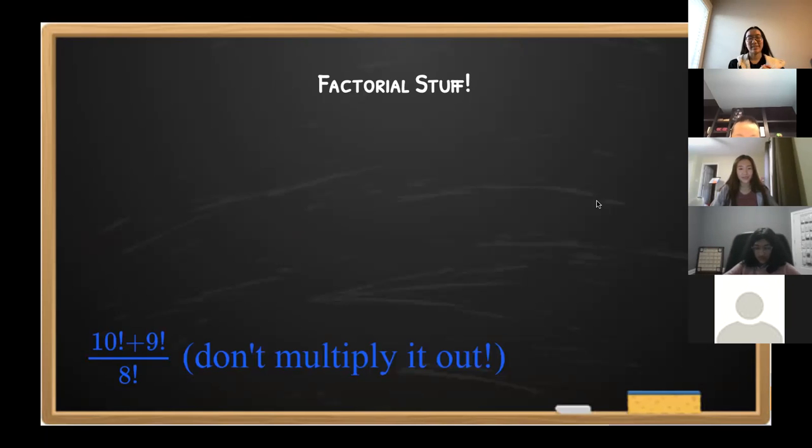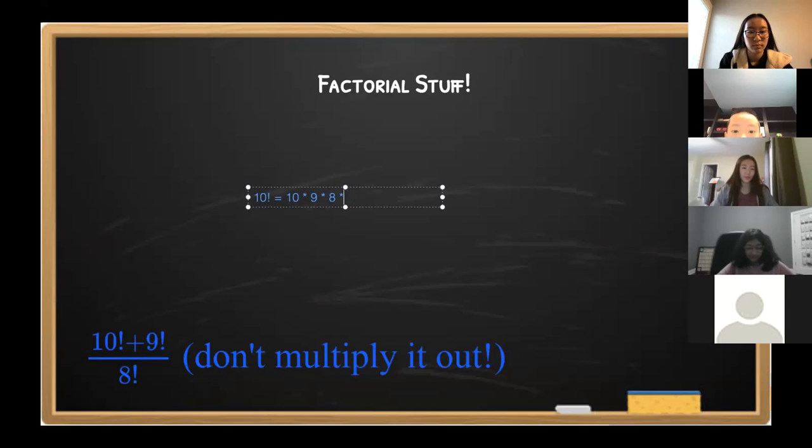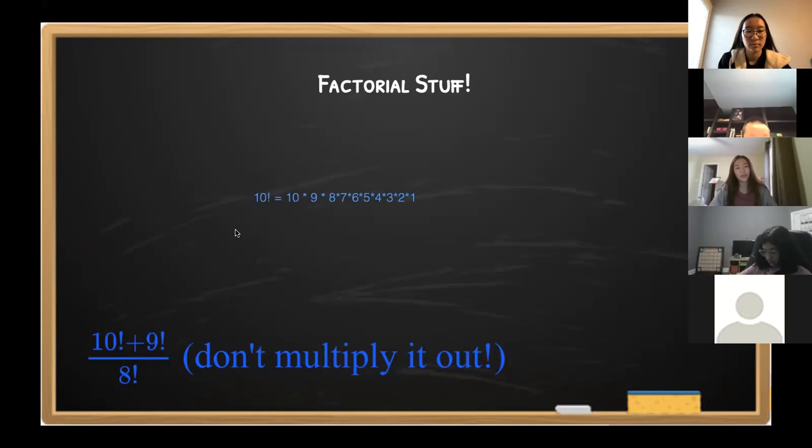So I will show you an actual explanation. The trick here is that the denominator is a factor of both of the numerator terms. So what is 10 factorial? It's 10 times 9 times 8, and so on, all the way down to 1, right? And then what is 9 factorial? That's 9 times 8 times 7 times 6, and so on, all the way down to 1.